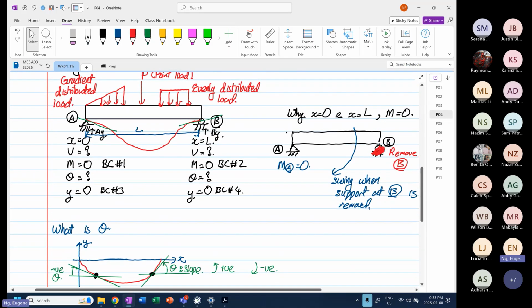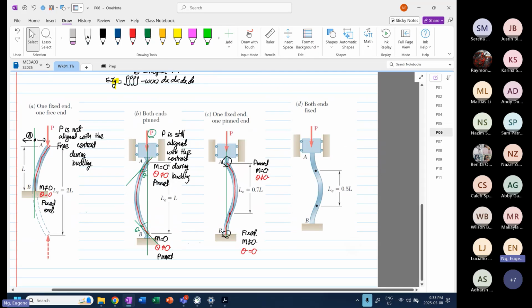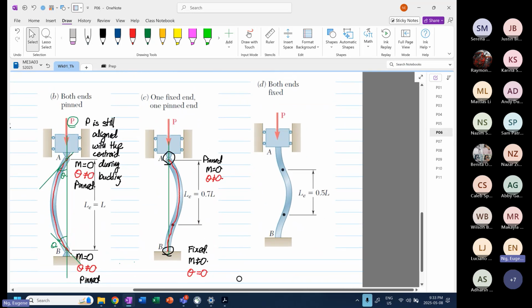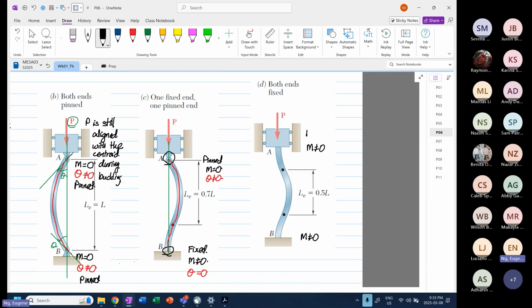Boundary condition. So now we apply what we learned in elastic curve and boundary condition into buckling. So now we look at buckling again. Let's look at the last one. I know this is very obvious. Both ends are fixed or built in, and we know that at point A, the moment is not equal to 0. At point B, the moment is not equal to 0. This is where we define both ends are fixed.